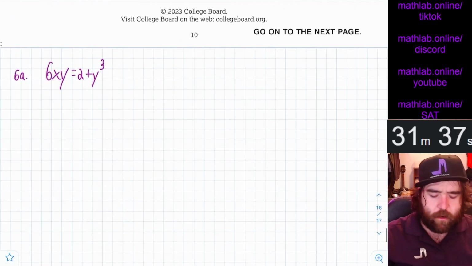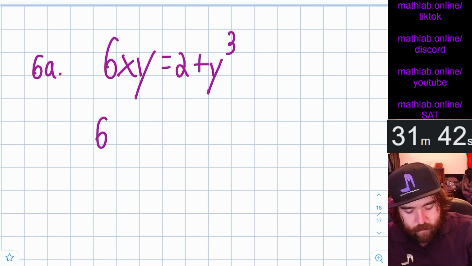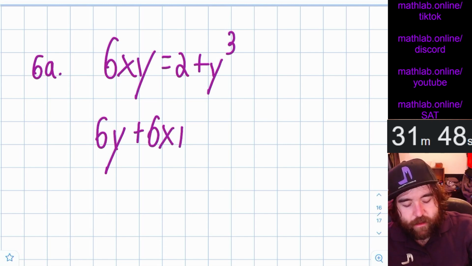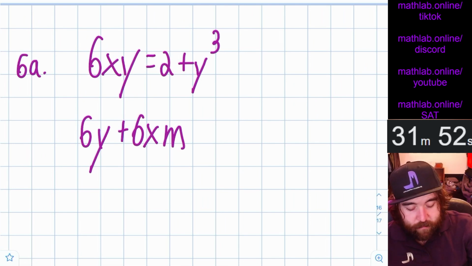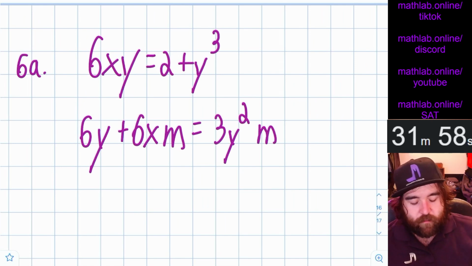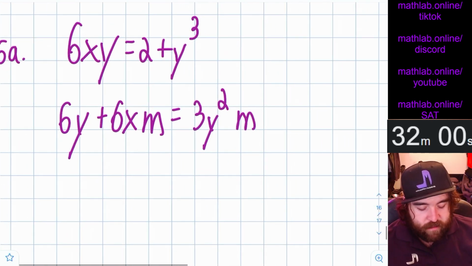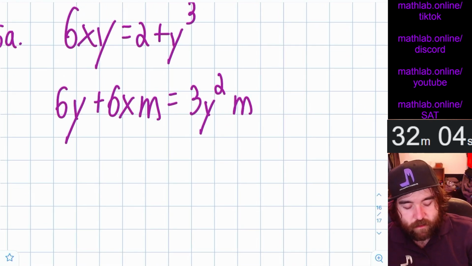Okay. So I'll just take implicit differentiation. So chain rule. So I'll do 6y plus 6x. I like to use m for slope when we talk about dy dx. And then I'm going to say that that's 0 plus 3y squared times the derivative of y, which is the slope, because that just makes it easier to solve for the slope. And so you're going to subtract that over, you're going to factor, and you're going to divide.